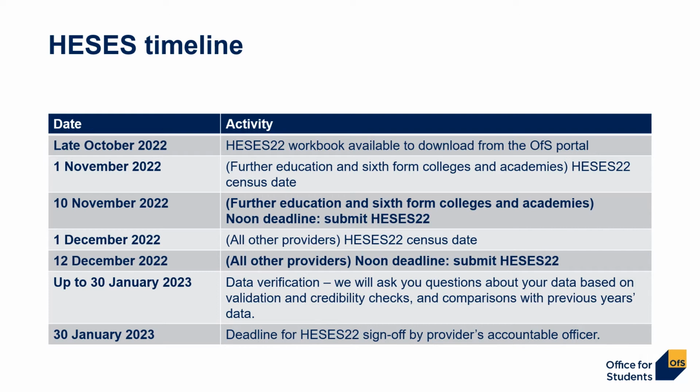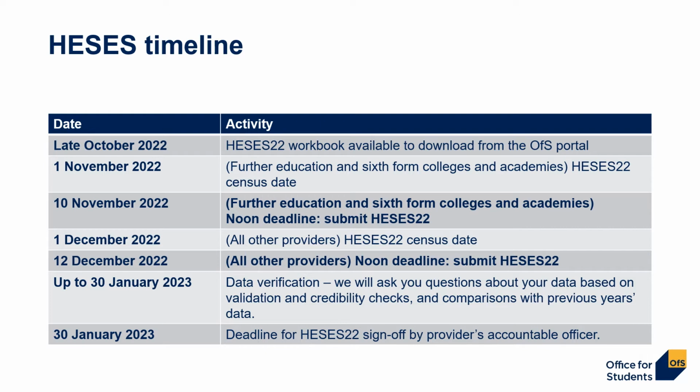In terms of submitting your workbook and what happens after that, you need to know the deadline dates for workbook submission. And you can see from the slide that these are noon on the 10th of November for further education and sixth form colleges and academies, and noon on the 12th of December for all other providers. We do not allow extensions to the submission deadline, so please make sure that you submit before the deadline. If necessary, changes can be made before sign-off during the data verification process.